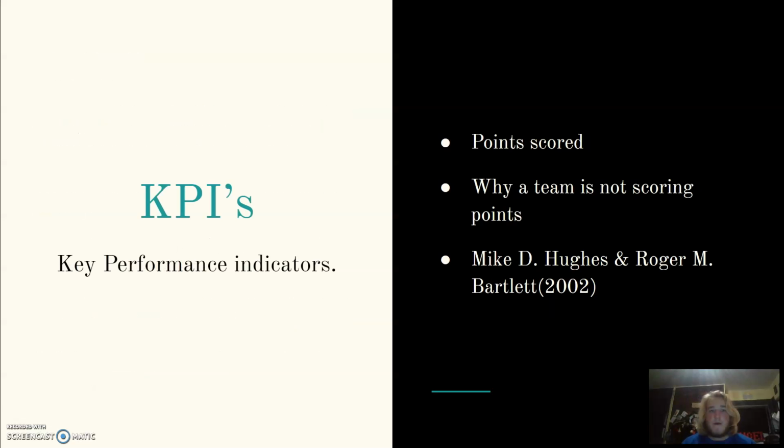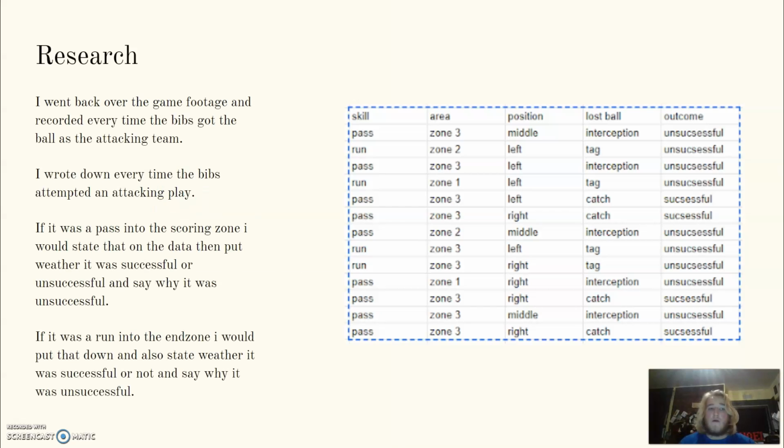So, what we're going to be doing is using key performance indicators, known as KPIs, on an area of the game that we think they need to improve. The area I'm focusing on is why a team isn't scoring points, specifically the Bibs team when I watch them. So I watch the footage and I use my KPIs, the ones I set up, to see why they're losing the ball.